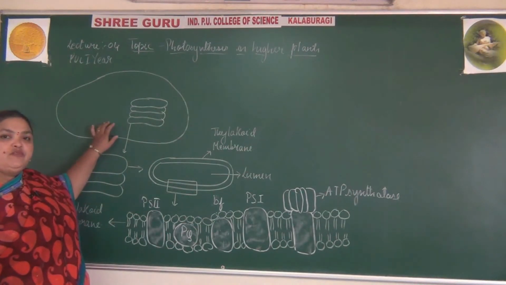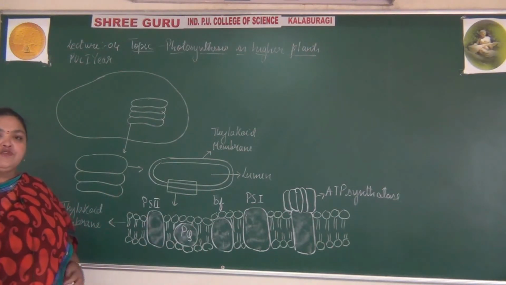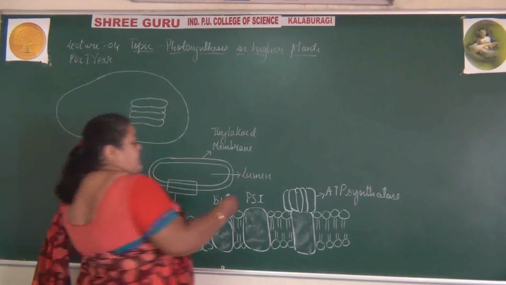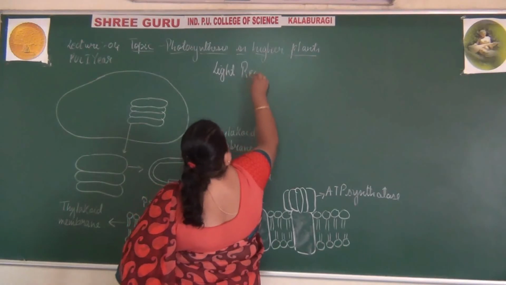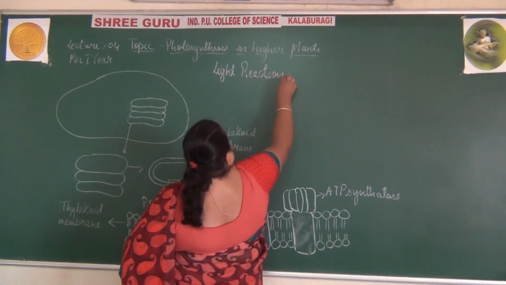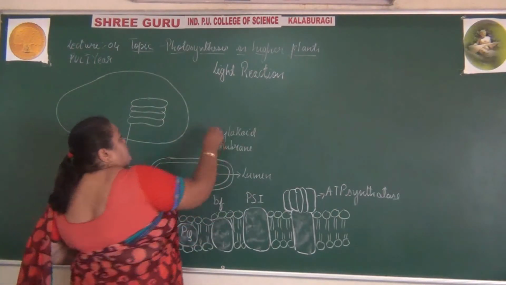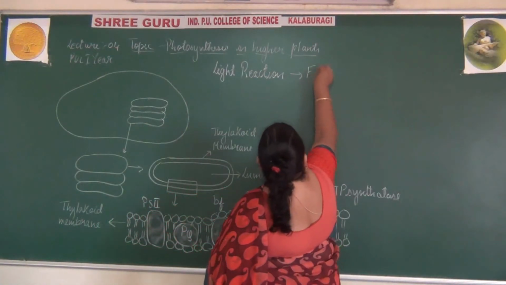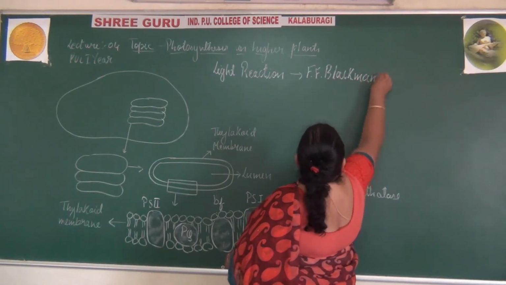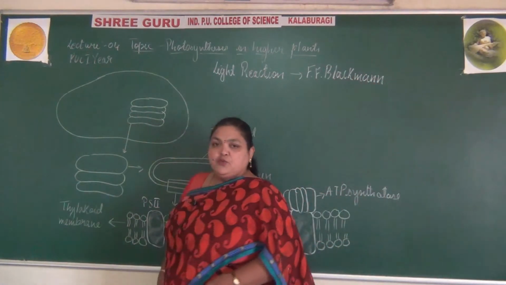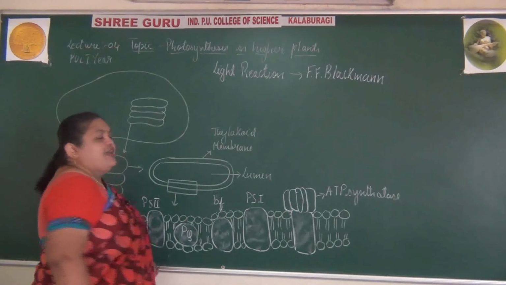Already we have learned the structure of the chloroplast, but for this topic, in the process of photosynthesis there are two reactions. One is known as the light reaction, and the other one is the dark reaction. The light reaction was proposed by F.F. Blackman. So we'll go with the definition. What is the definition of this light reaction?